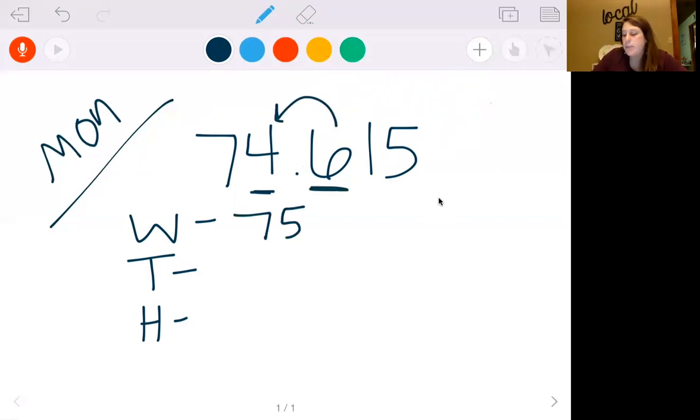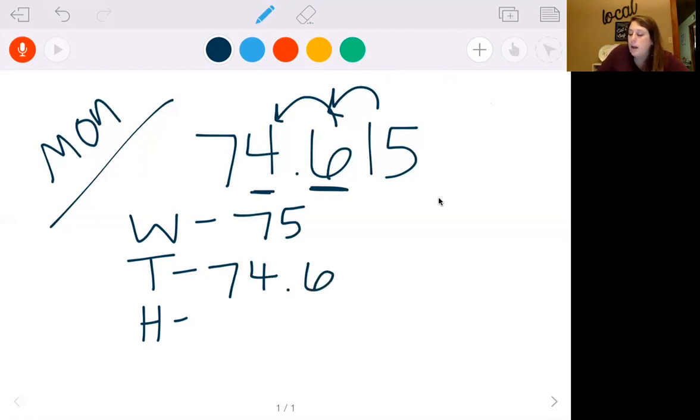6 is in my tenths place. The 1 tells me the 6 is going to stay the same. So I'm going to keep my 7, keep my 4, keep my decimal, keep my 6. The 1 and the 5 go away.